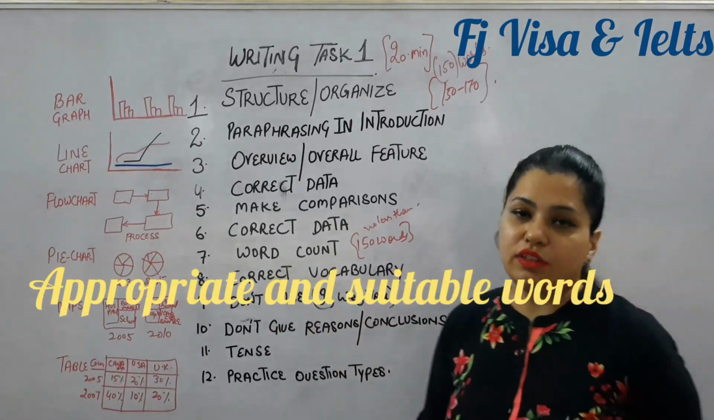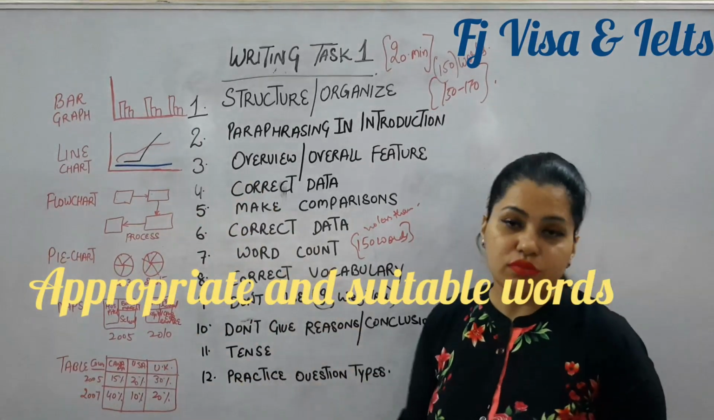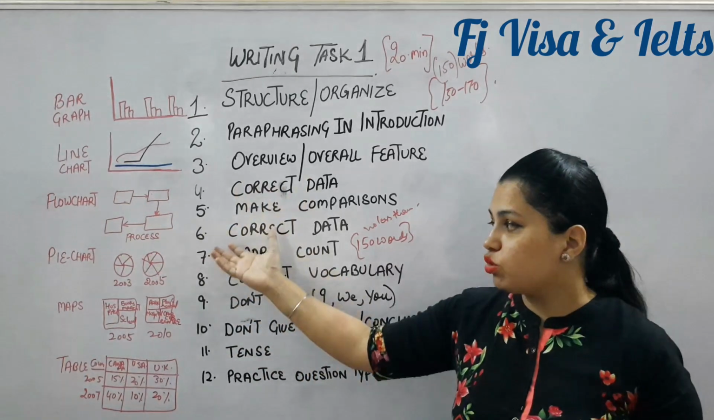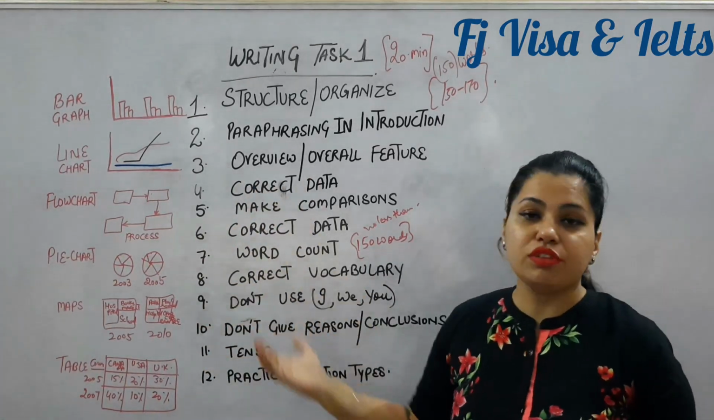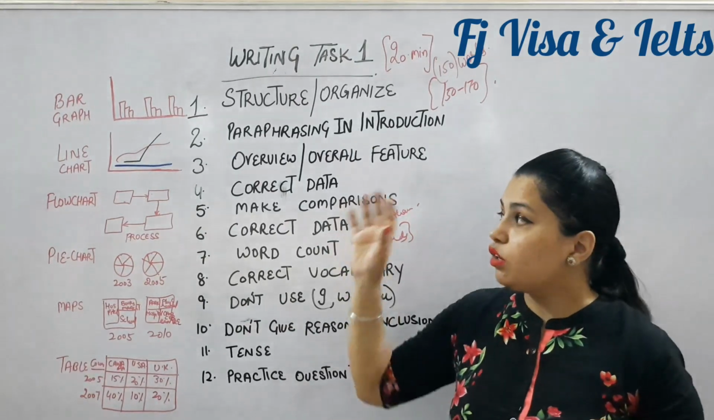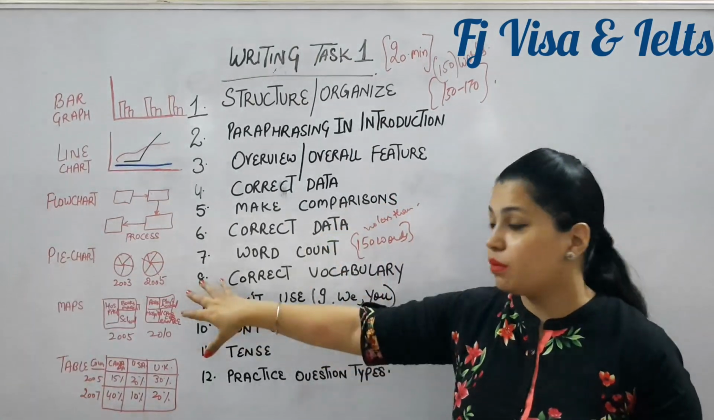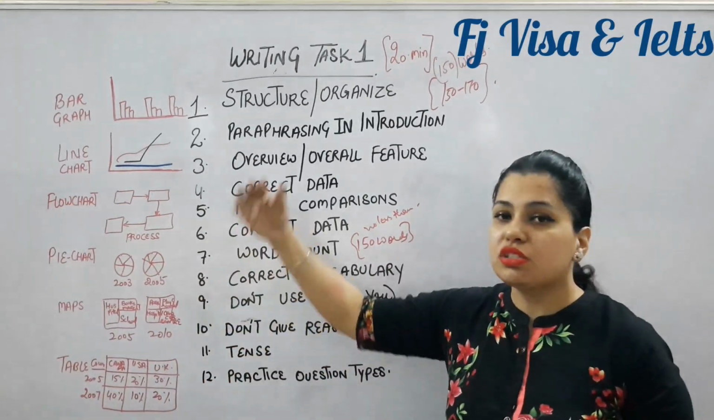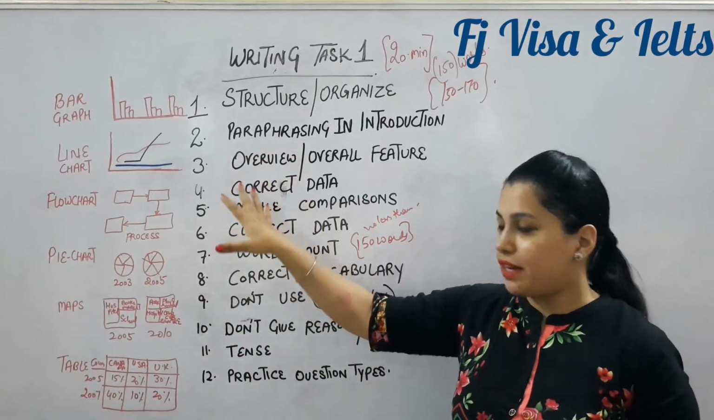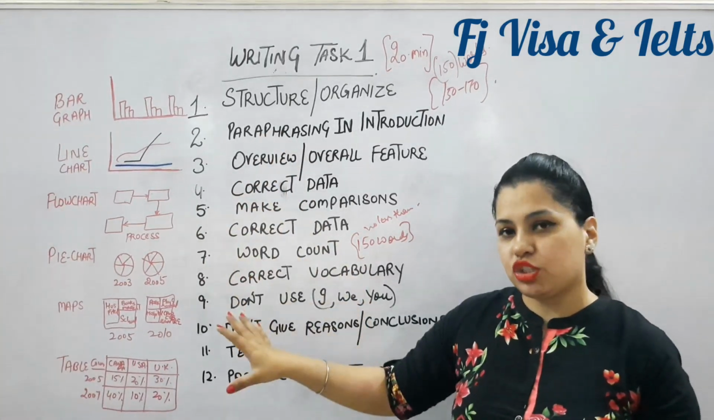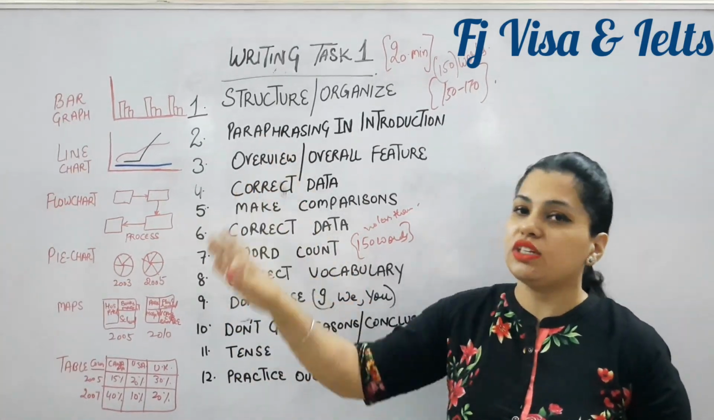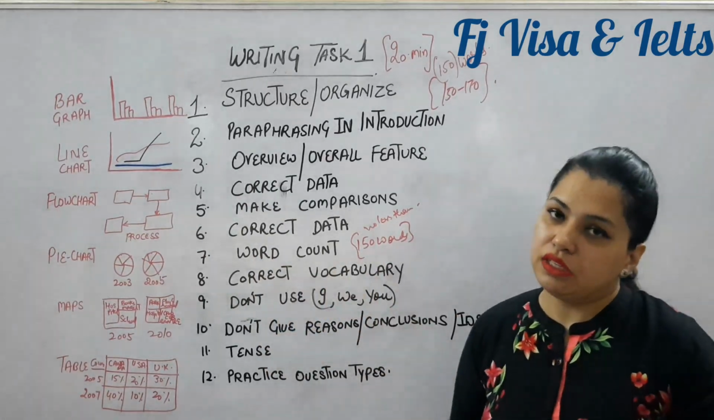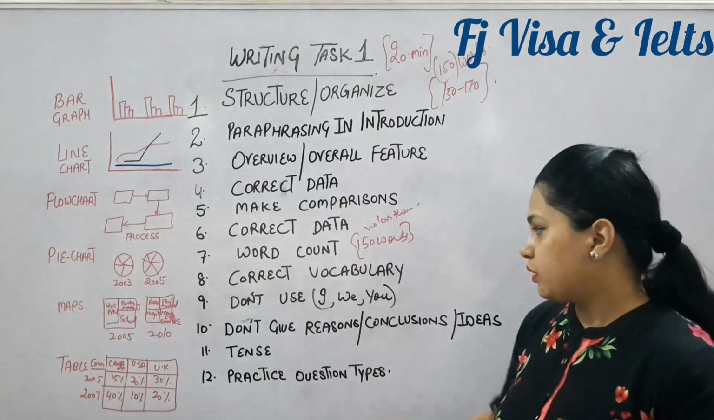Then you have to use correct vocabulary. As we know, there are several types of Writing Task 1s, that is flowchart, process, maps, and each of them has its own vocabulary. Like the vocabulary of a line chart cannot be used in a process, or the vocabulary of a map cannot be used in a table. So we have to practice each and every type of question and learn the vocabulary of each and every type of task. So correct vocabulary should be put into Writing Task 1.